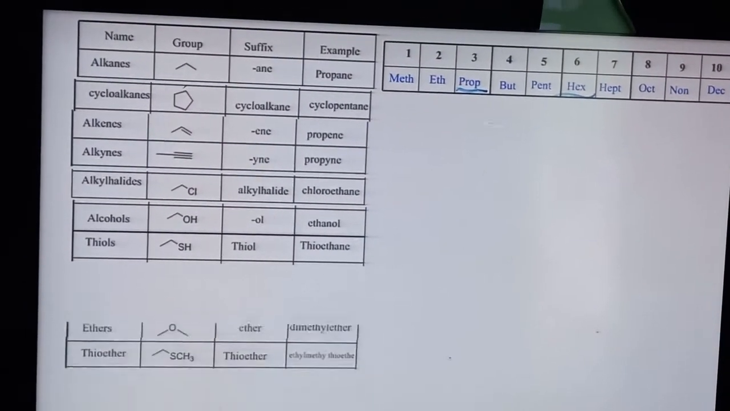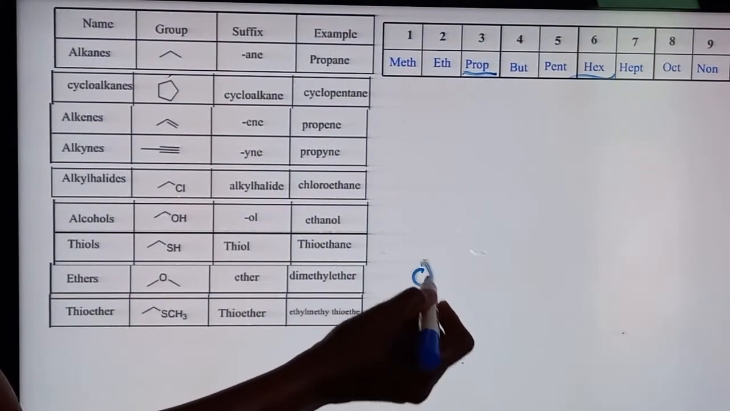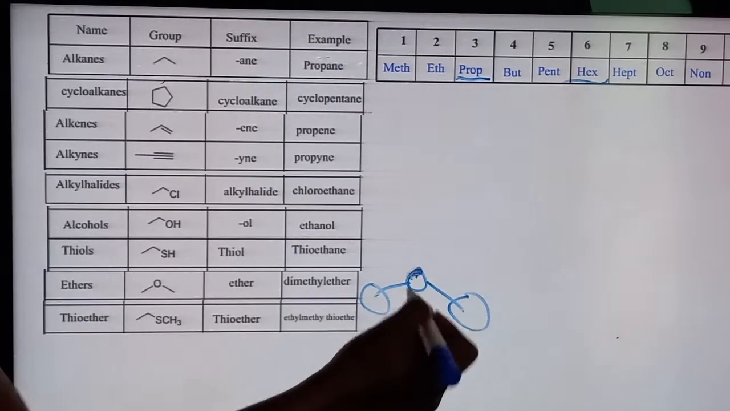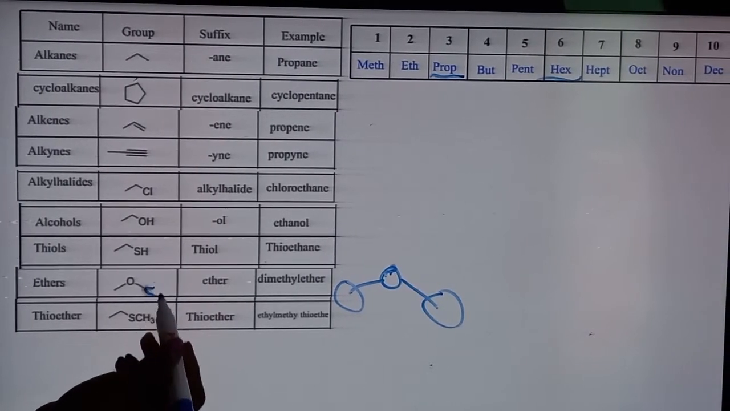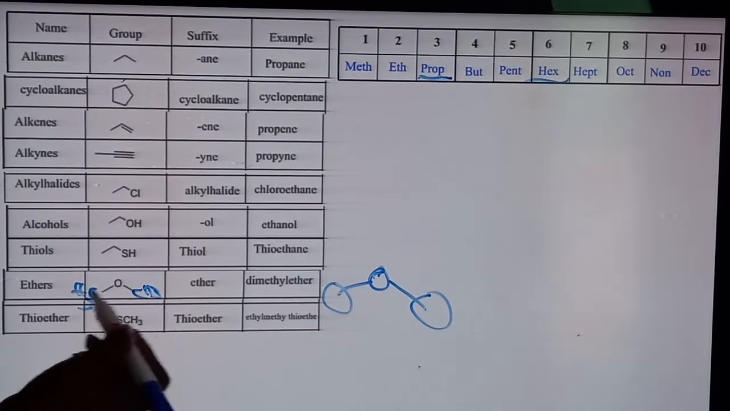The next functional group are ethers. Ethers are any group of compounds where you have an oxygen and an alkyl group. This is a carbon group and oxygen in between. So they're called ether. For example, in this case, you have CH3, CH3, and this is called dimethyl ether because there are 2 methyl groups.